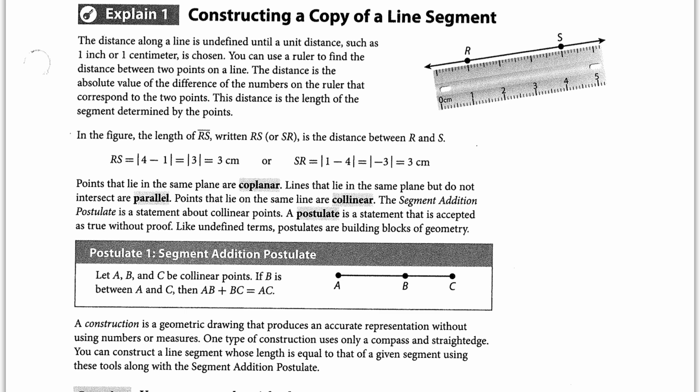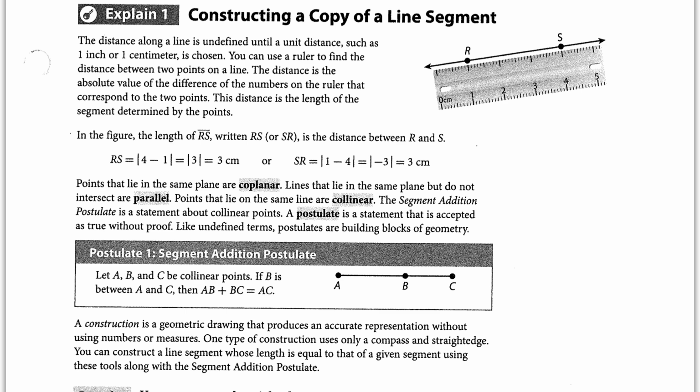Points that lie on the same plane are called coplanar. Lines that lie on the same plane but do not intersect are parallel. Points that lie on the same line are called collinear. The segment addition postulate is a statement about collinear points. A postulate is a statement that is accepted as true without proof. Just like undefined terms, postulates are building blocks of geometry. They build off of postulates to form theorems, and so on.